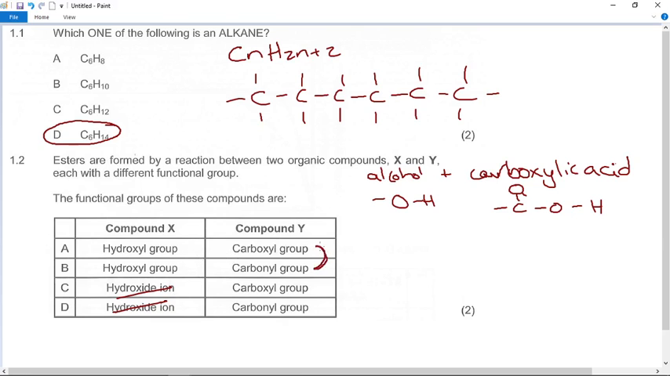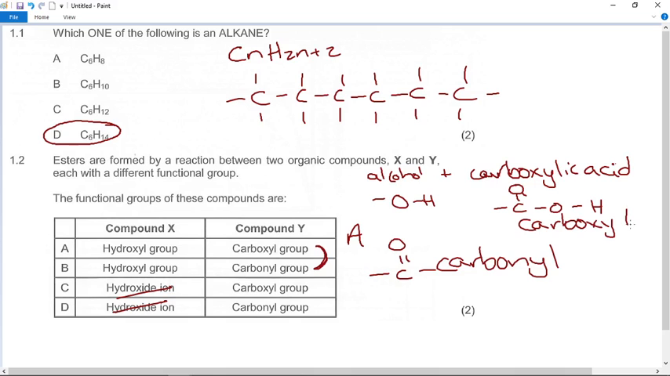You've got the choice between the carboxyl and the carbonyl group. The carbonyl is also a C double bonded to an O, but it doesn't have the other O and the H. So it is in fact A, the carboxyl group, because this one is the carbonyl and this one is the carboxyl. So you just have to learn your functional groups.